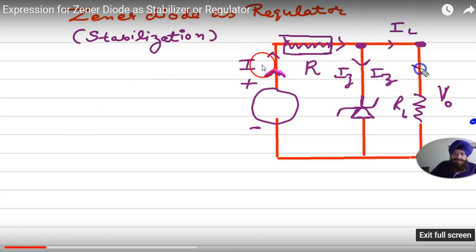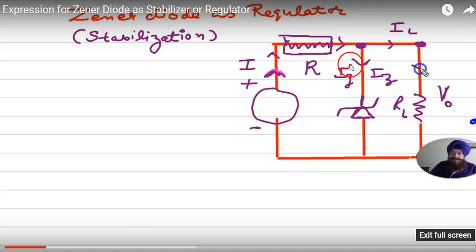Now current I is flowing, I passes to R, but when you reach here, there are two paths for the current to go. Along this, the current divides into two parts. I'm not saying equal parts. The current will be different through this line and this line. The current divides itself into two parts.